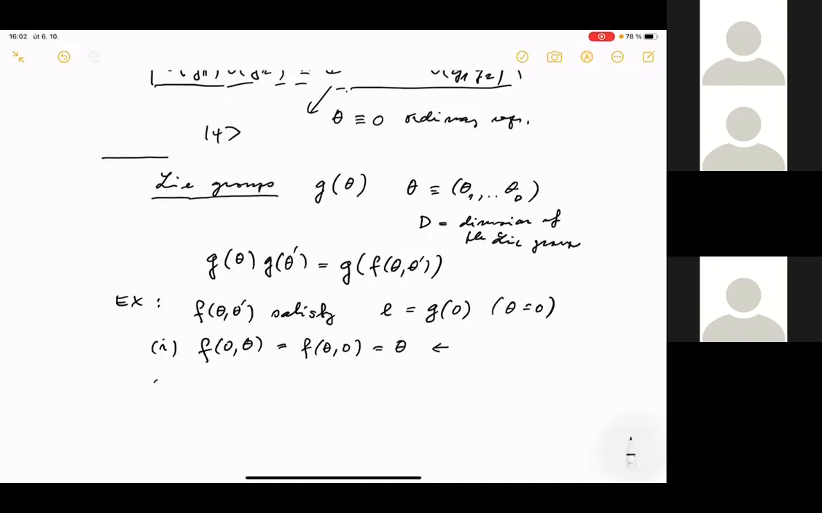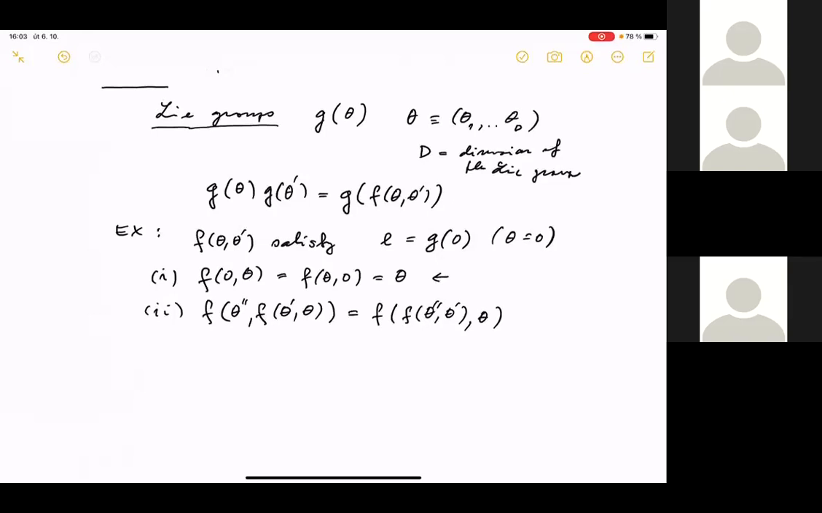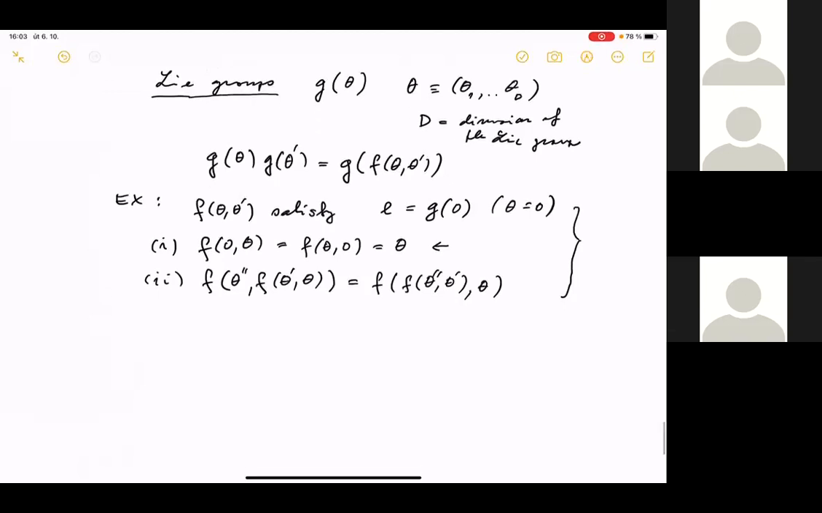The second useful condition is the consequence of associativity. That means if we first compose parameters theta prime and theta, and then make a composition with the group element with parameter theta double prime, we get the same as if we first compose group elements with parameters theta double prime and theta prime, and then theta. The proof of this is almost straightforward, so I leave it to the exercises, to the seminar.